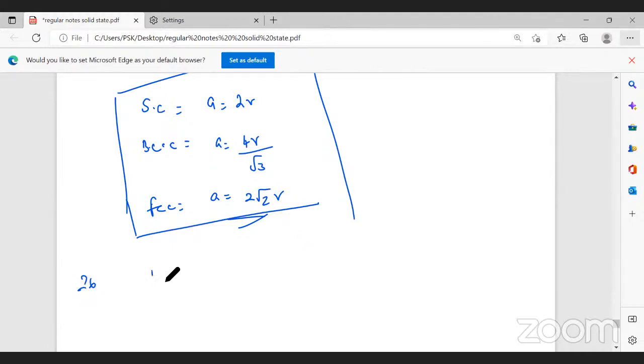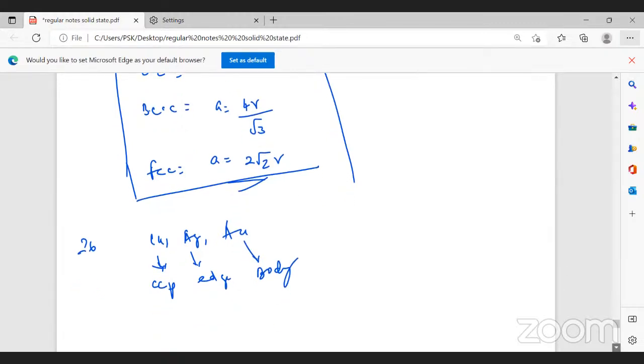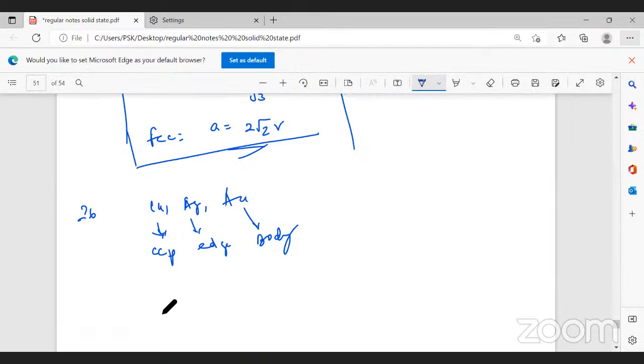An alloy of copper, silver, and gold is found to have copper constituting the closed packing lattice. Silver atoms are occupying the edge center, and gold atom is present at the body center. They're asking what is the formula of the alloy.